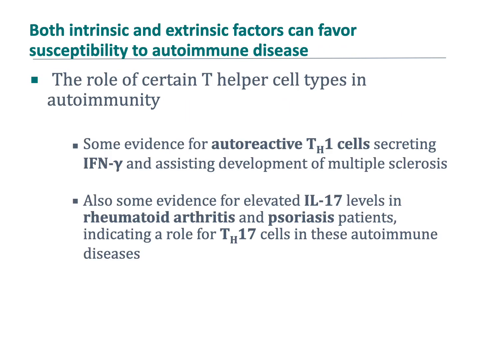There are a number of intrinsic and extrinsic factors that increase susceptibility to autoimmune diseases. There are roles for different T helper cells in autoimmunity. Autoreactive Th1 cells are known to secrete interferon gamma, and this has been shown to assist in the development of multiple sclerosis, but also other autoimmune diseases. Th17 cells were one of the helper cells on the CD4 side that you should be aware of, but not one to definitely know. They produce IL-17, hence their name, and they've been shown to play a role in rheumatoid arthritis and psoriasis.